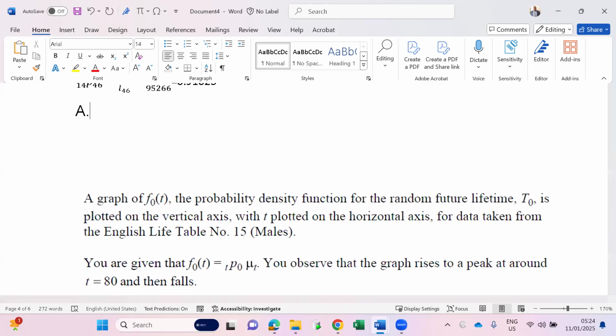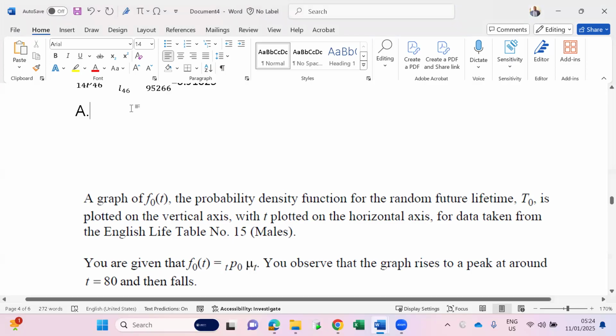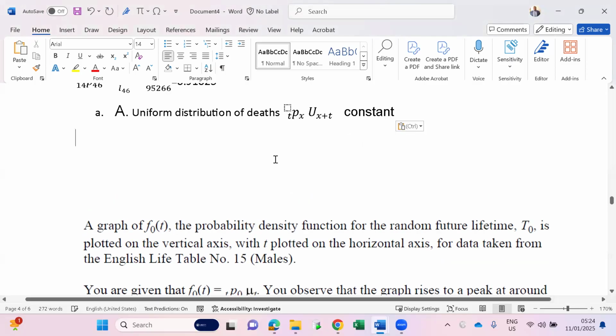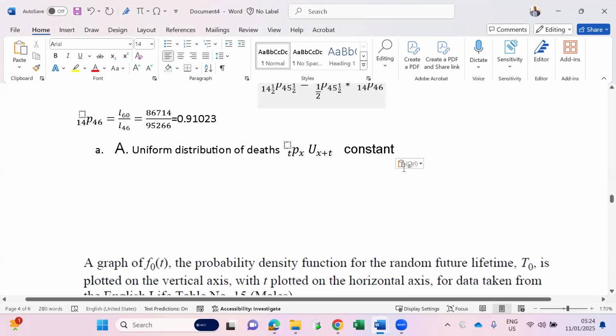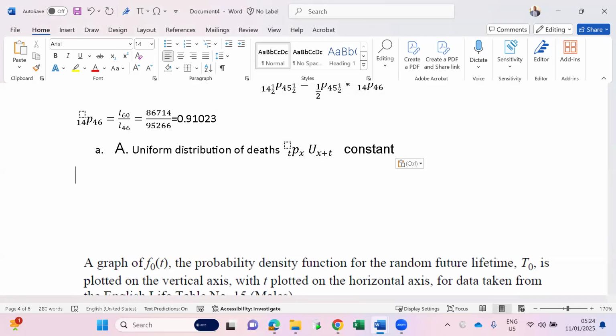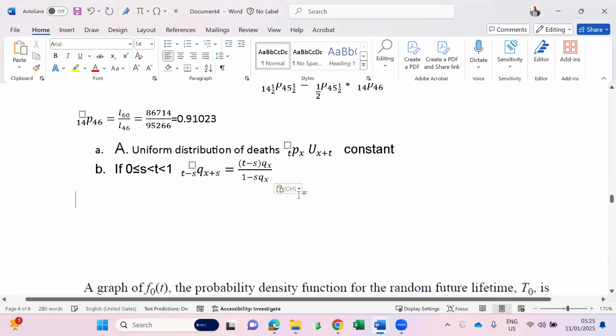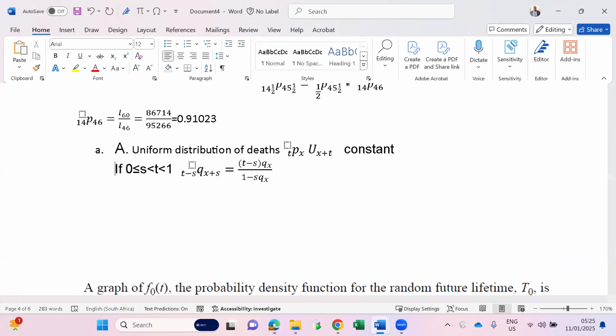The first part is the uniform distribution of deaths, right? So in this case, we are just assuming that the PDF of life is constant. So we get a mark for this. Then whenever we think UDD, the formula that should come to mind is what we did on the summary, which is the tqx formula. And then we'll just use 1 minus that to get the probability, right?